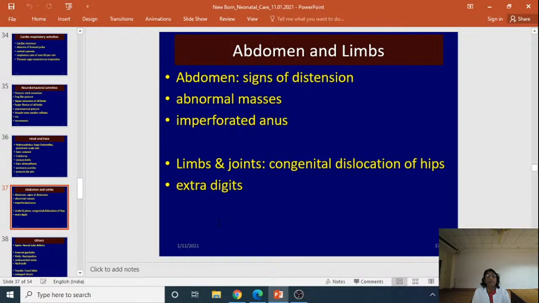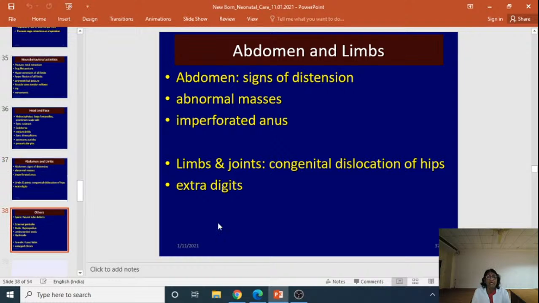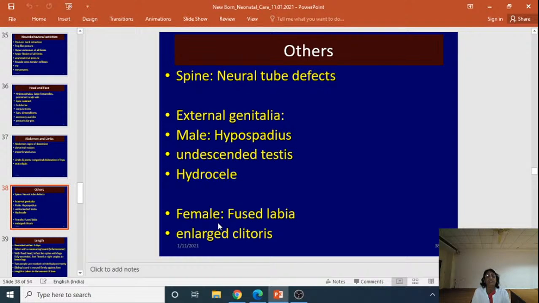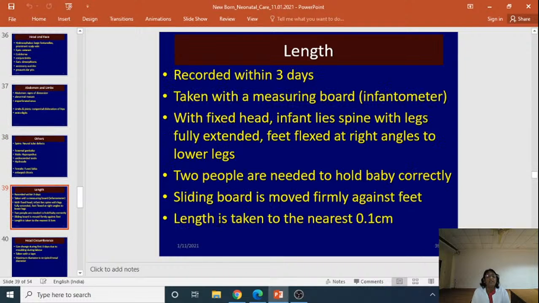Of course, I told you all about imperforate anus. And limbs and joints, congenital dislocation of hips and extra digits. Then others, neural tube defects, external genitalia in the males and females, for undescended testes, hydrocele, fused labia, and enlarged clitoris. Length, it is recorded within 3 days.